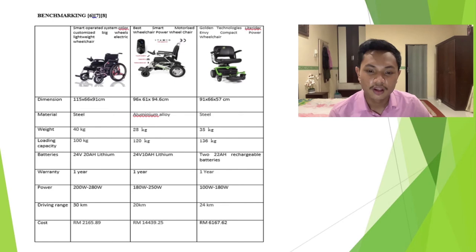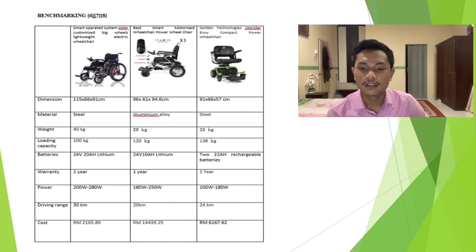In the benchmarking, we provide two different tables, and the first table is the data that we collect on each product. We have three different products. First is the smart operated system color customized big wheel lightweight electric wheelchair, available on Alibaba. Second is the best smart motorized wheelchair power wheelchair, also available on Alibaba. And third is the Golden Technologies Light Rider NV compact power wheelchair.